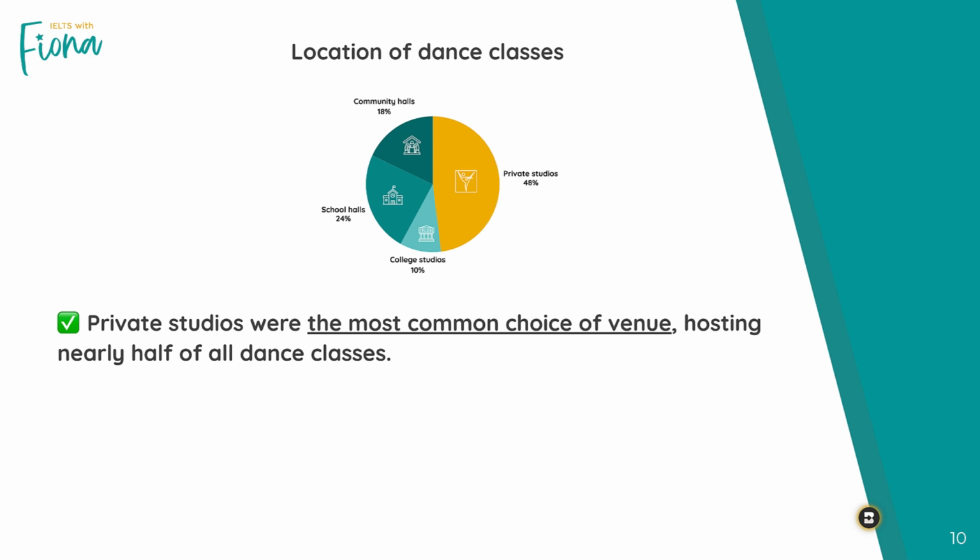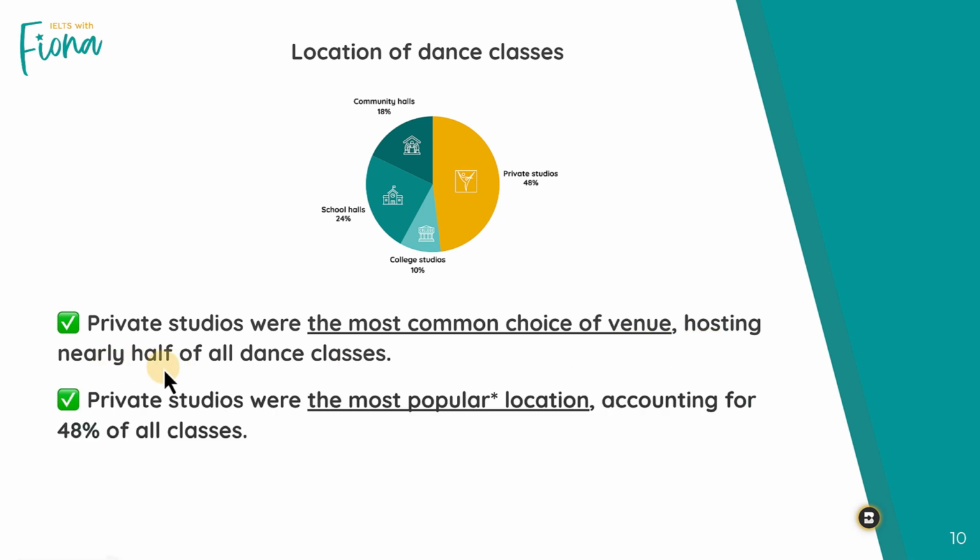Now, to avoid, again, talking about people, you could say private studios were the most common choice of venue, hosting nearly half of the dance classes. And then you could say private studios were the most popular location, though I have put an asterisk there because "popular" is perhaps the word that causes the confusion and the mistakes.